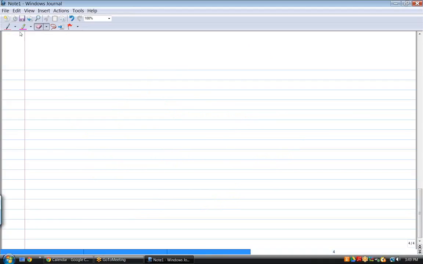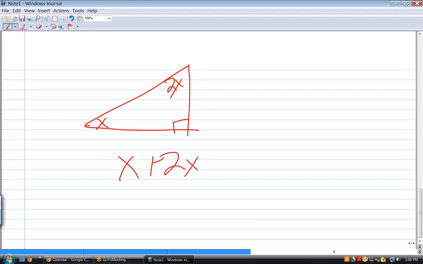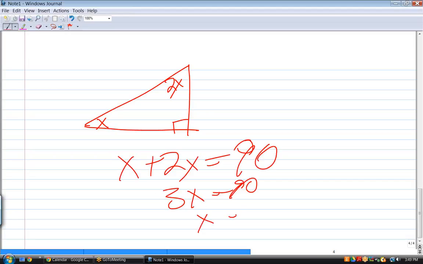Here, do this problem for me. What's x? The way you always solve these geometry problems is you put it into an algebraic equation. That's always step one. So, would it be 30? Yeah. In other words, x plus 2x equals 90 because they're complementary. That's 3x equals 90, x equals 30.